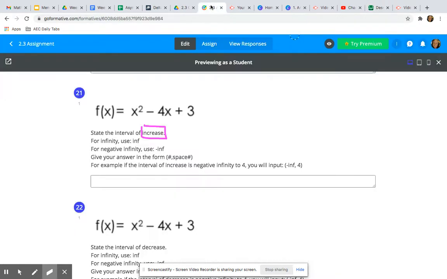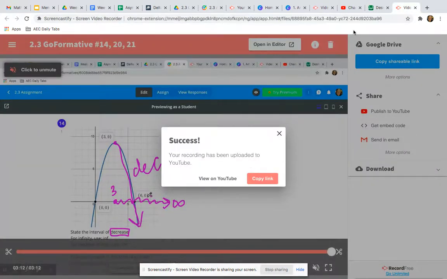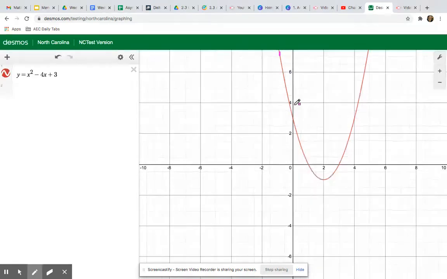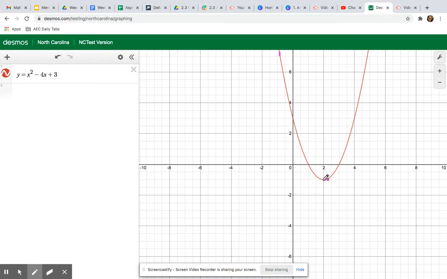Anyway, how do I find that interval of increase? I had to remind myself. Oh, goodness. All right, so increase. We look left to right. And increasing is where it is rising. Okay, so this is all falling. But starting with the vertex and to the right, it is increasing. Okay, so this is your increase.